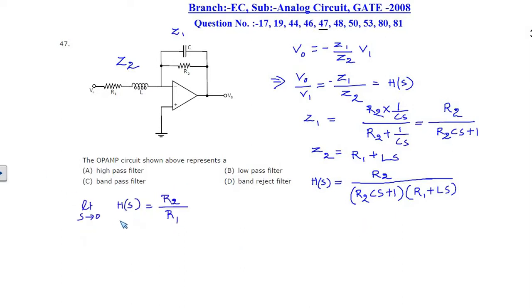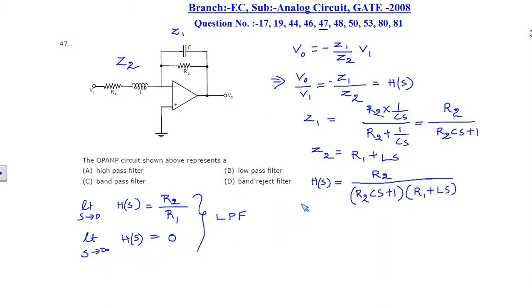So when S tends to 0, if you put limit S tends to 0 here, we will get these things will be 0. So we will get R2 by R1. Next, when S tends to infinity, if you see, the denominator has the higher power of S than the numerator. So for S tends to infinity, it will have always a value 1 by infinity, which is always 0. So it has a finite value at 0 frequency and it has 0 value at infinity frequency.